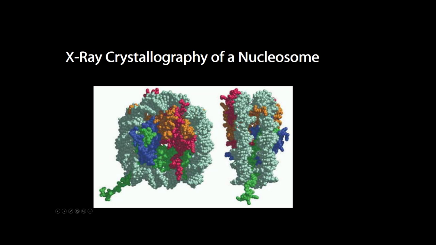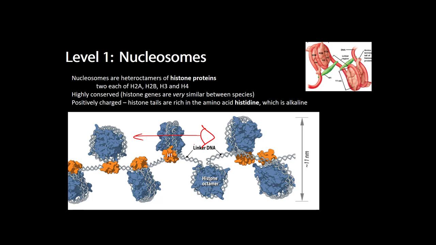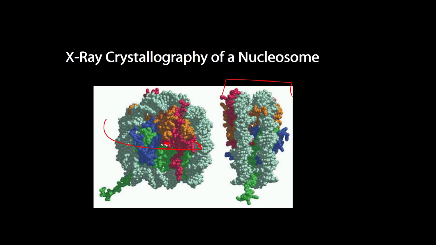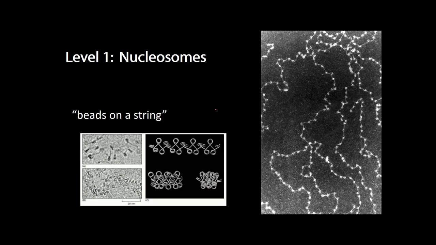This is what it actually looks like based on modern X-ray crystallography. It doesn't look like much until you piece it together. You can see the DNA, the double helix wrapped around. This would be a top-down view, where your eye would be looking through it that way, with the center point right here. Then rotate it, and this would be a side view, which is really what you're seeing.